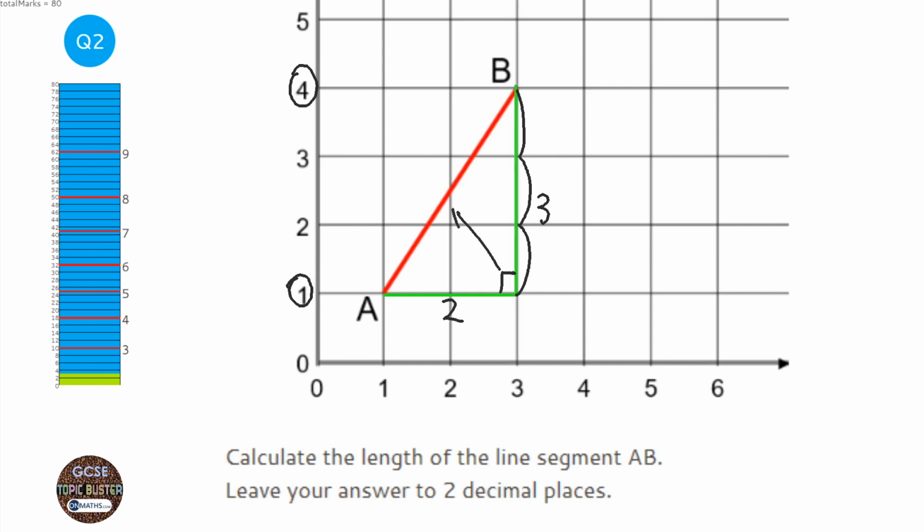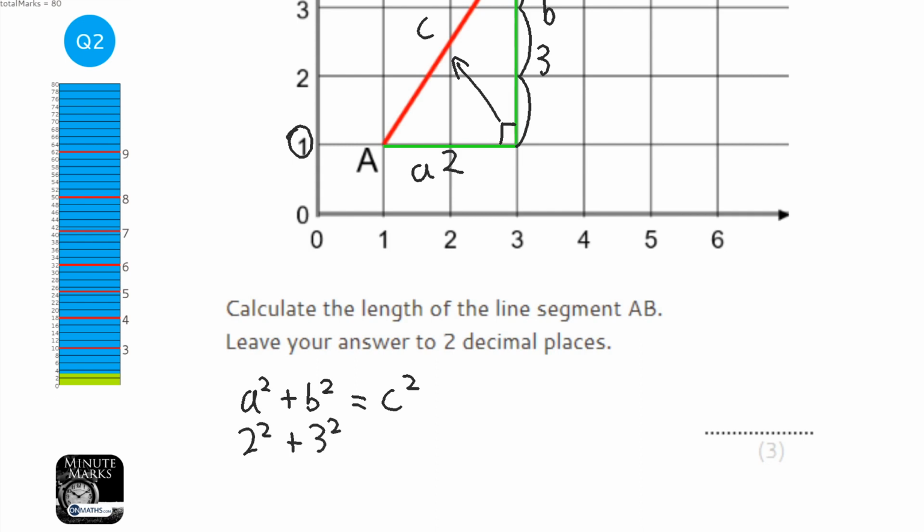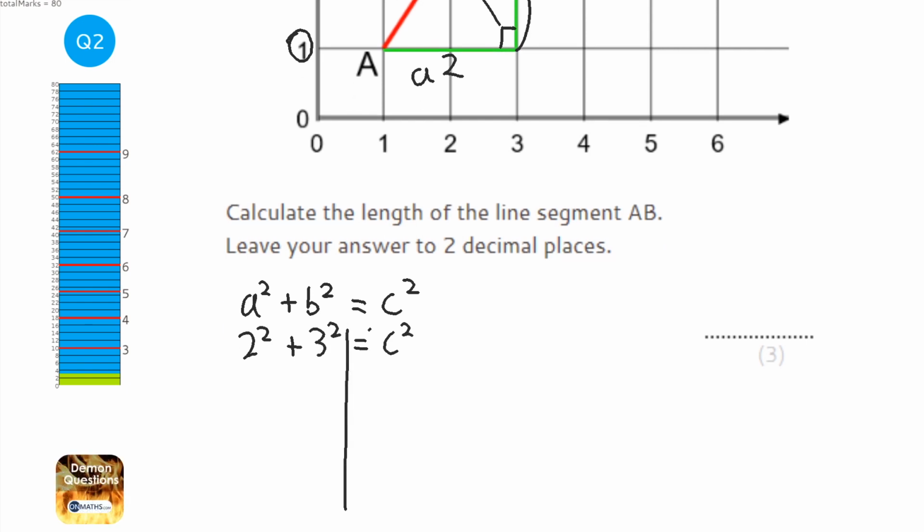Now, the one opposite the right angle is going to be labelled as C. These two, it doesn't matter, I'm going to call that A and that B. We use Pythagoras' formula. So A squared plus B squared equals C squared. And A is 2, so 2 squared plus 3 squared, because B is 3, equals C squared. Let's put our lines in. So it's going to be 4 plus 9 equals C squared. 13 equals C squared. Square root both sides, and let's get my calculator.